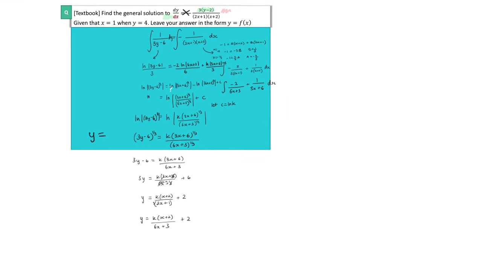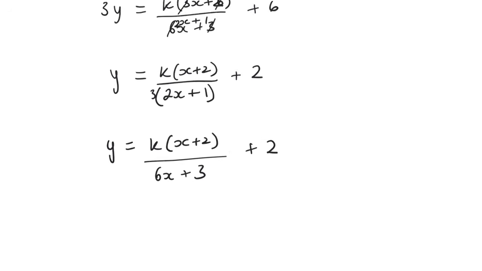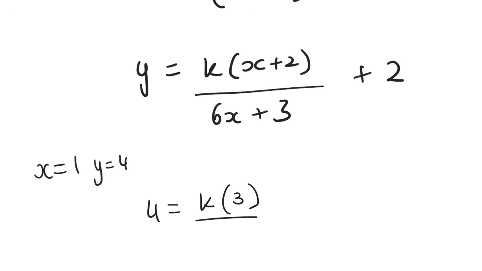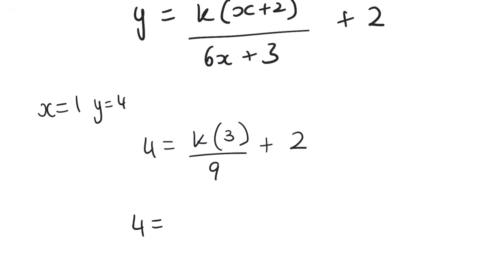Now, they've told us that when x equals 1, y equals 4. So this is just like substituting, and we technically need to find k now. When x equals 1, what does y equal? 4. So we know that 4 equals k lots of 3 over 9 plus 2. So 4 equals a third k plus 2. 2 equals a third k. What does k equal? 6.